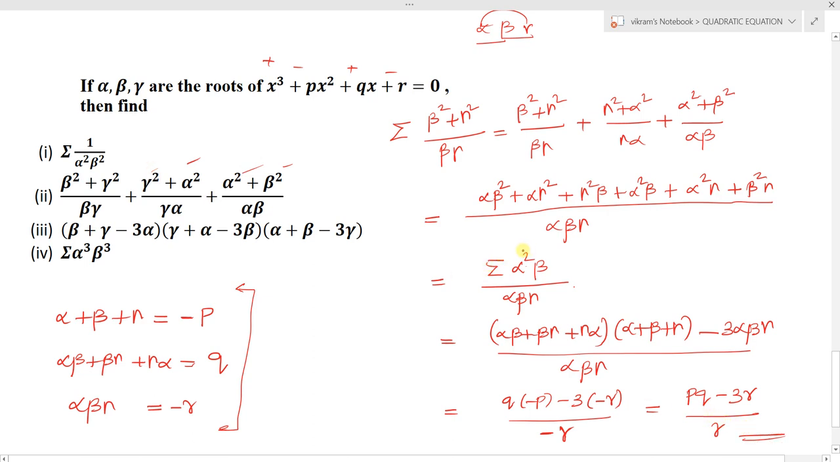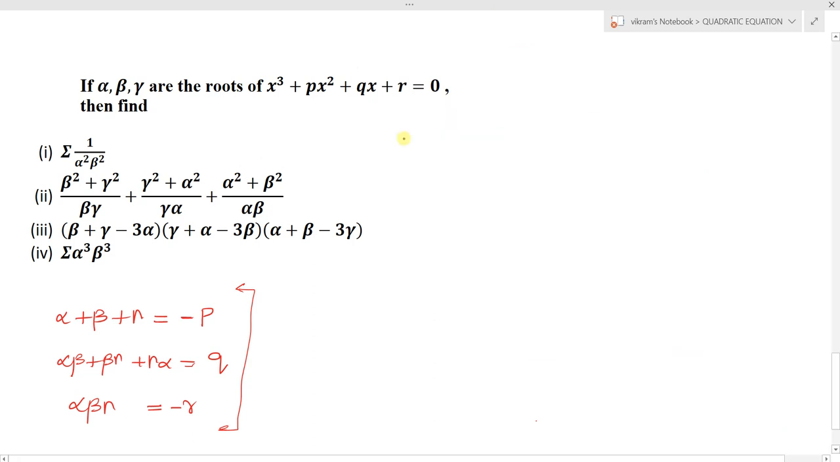Okay, so here the point we need to consider is that the summation of alpha squared beta can be written as (alpha beta plus beta gamma plus gamma alpha) into (alpha plus beta plus gamma) minus 3 alpha beta gamma. And now the third question, what is given: (beta plus gamma minus 3 alpha) into (gamma plus alpha minus 3 beta) into (alpha plus beta minus 3 gamma).